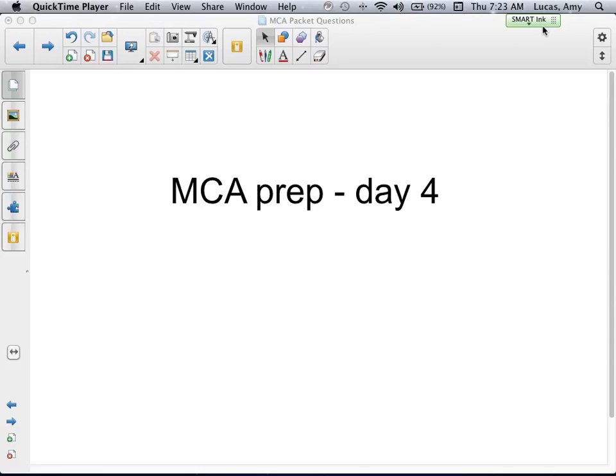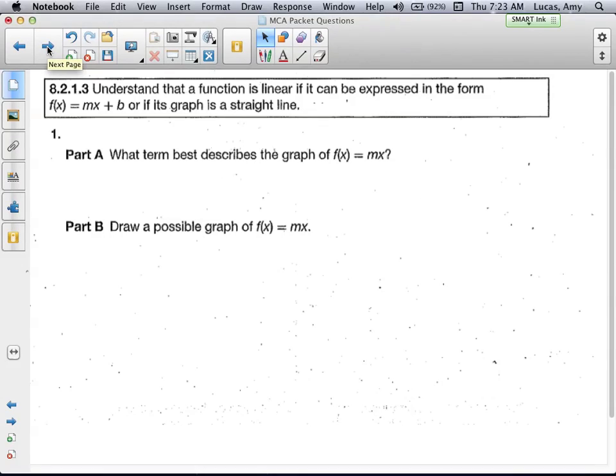MCA Prep Packet, Day 4. We're working on reviewing Chapter 3 today, so we're starting on page 15 in your packet. Our first benchmark is 8213.